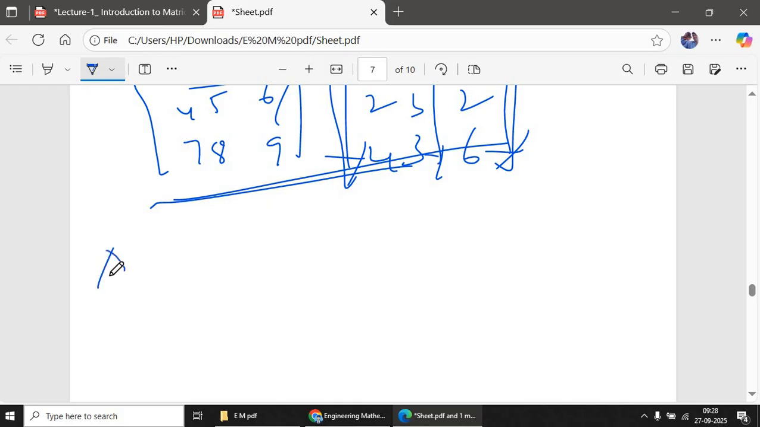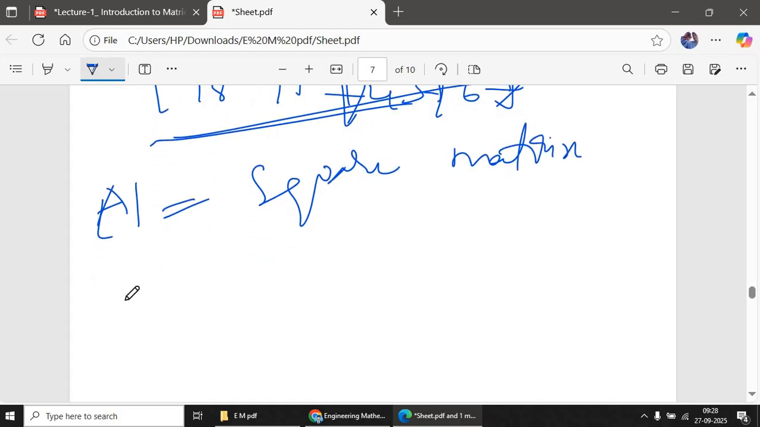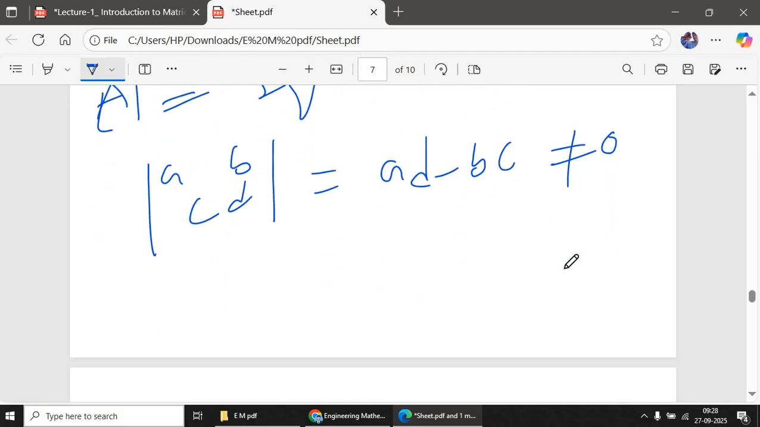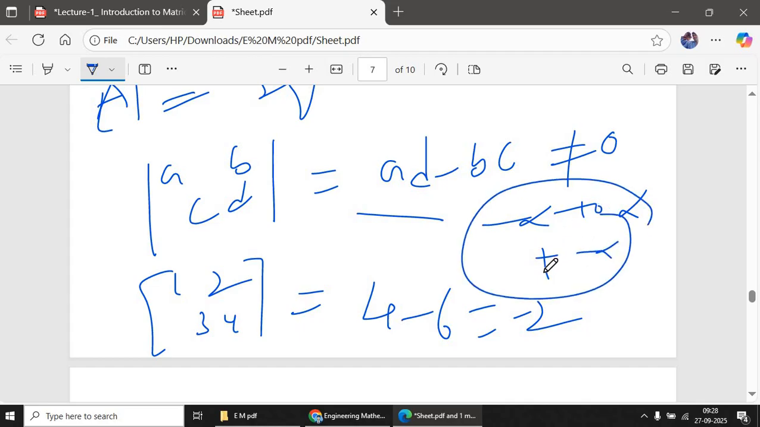Coming to the determinant, the determinant is possible only for square matrices. For example, if you have a matrix A B C D, then you use the modulus notation, and the formula will be AD minus BC. If it is equal to 0, we say it is singular. If it is not equal to 0, we say non-singular. Similarly, for example, if your matrix is 1 2 3 4, then the determinant is 4 minus 6, which is minus 2. The determinant range is minus infinity to plus infinity. It is not like it should only be positive or only negative. There is no rule like that.